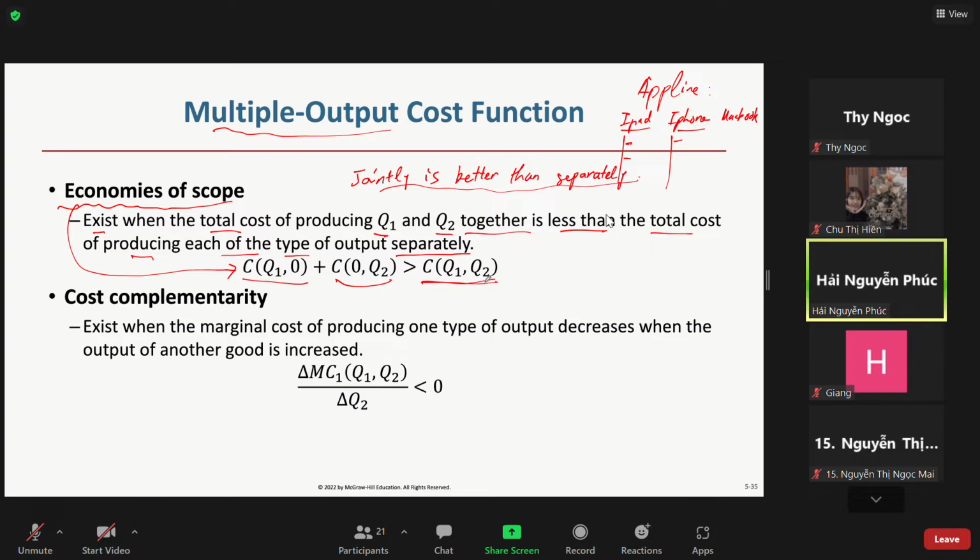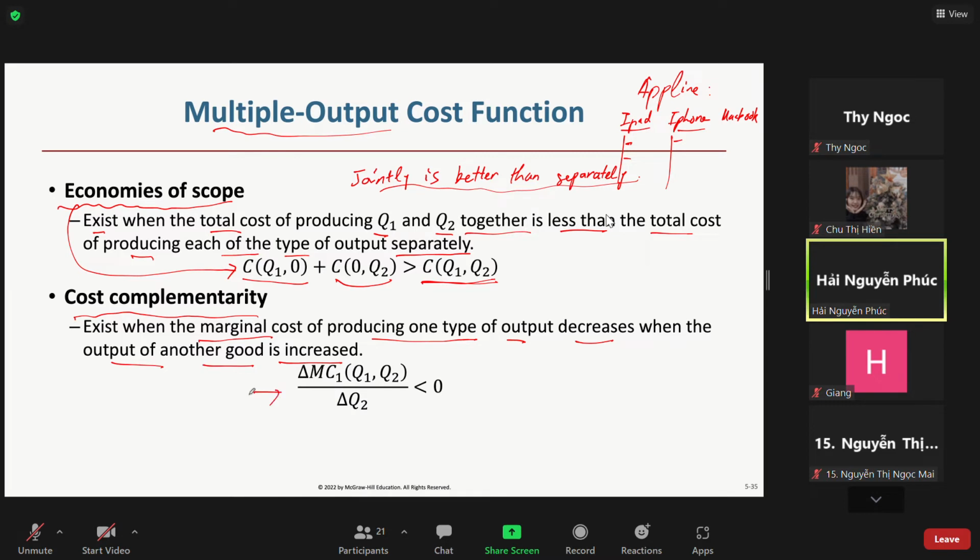Okay. The next point, the next concept that is related with multiple output cost function is called the cost complementarity, tính bổ sung trong chi phí. The idea of cost complementarity tells us the following. It tells us that if the marginal cost of producing one type of output decreases when the output of another good is increased, then we are going to have cost complementarity.